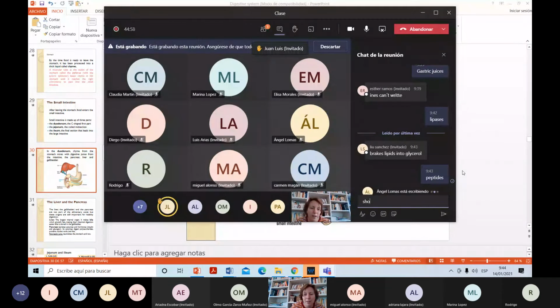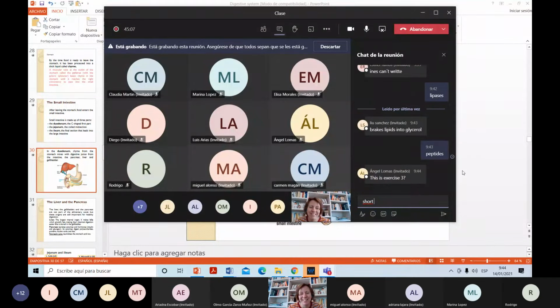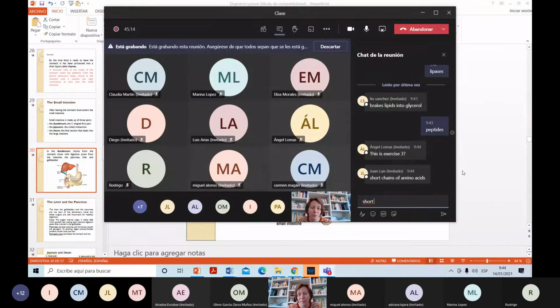Ángel se atreve. They are short. Ángel está contándome otra cosa. This is exercise 3. Bueno, this is a review. Estamos dando una vuelta para todo.